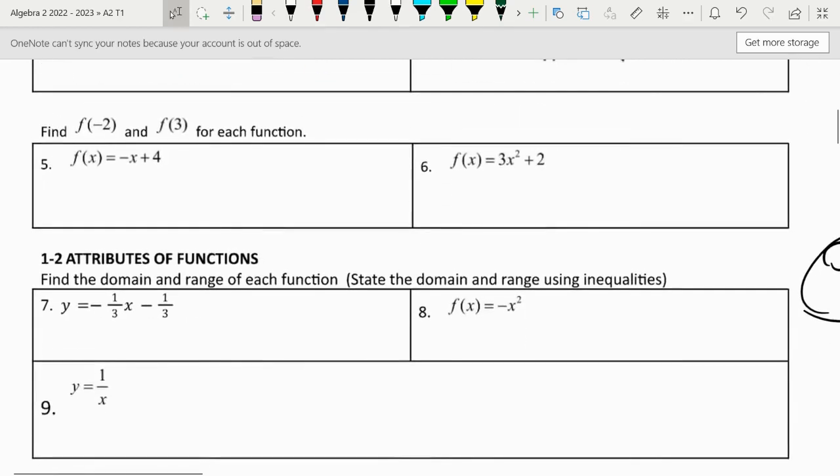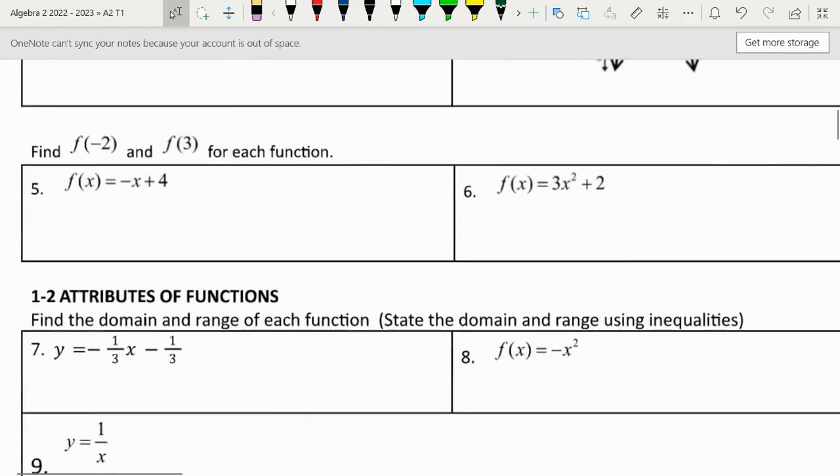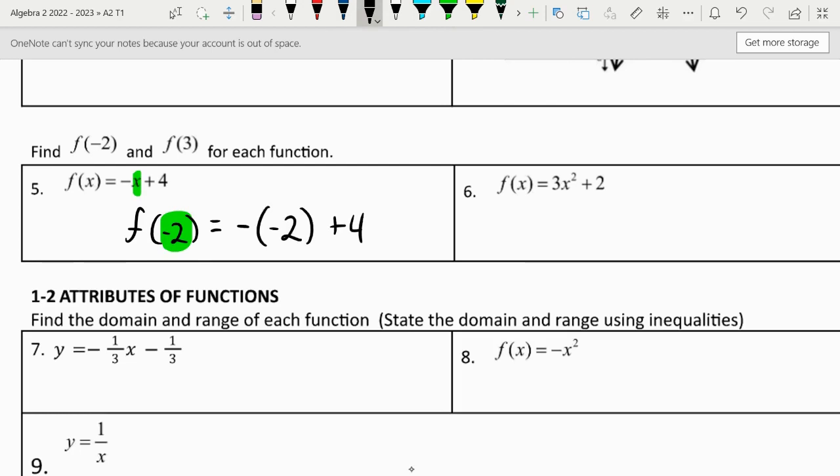Moving on. Find f of -2 and f of 3 for each function. Sorry about my chair noise. So this one, you can do it by hand. If you wanted to just plug it in, you can plug in -2 for x. That's literally what we're doing, plugging in -2 for x. So f of -2 would be equal to plugging in -2 plus 4. -2 would be +2, plus 4 would give me 6.